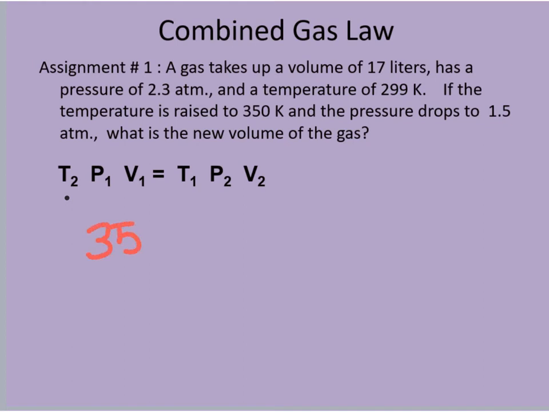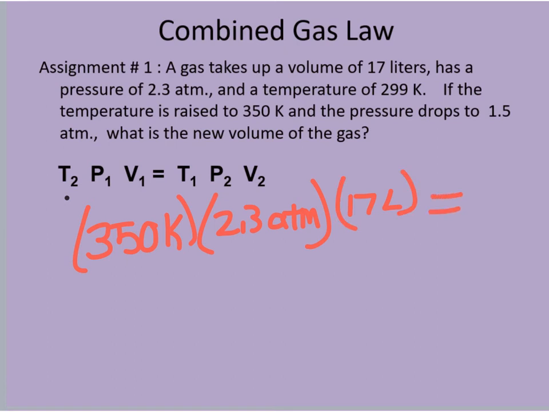That's already there. What is the initial pressure? This time it's in atmospheres, but it's in atmospheres consistently, so we're good. Make sure the units of pressure are the same as each other. The initial volume is 17 liters. And then you're going to set that equal to the initial temperature, which is 299 Kelvin. And then our volume, that's our X. We want to know what the volume is.